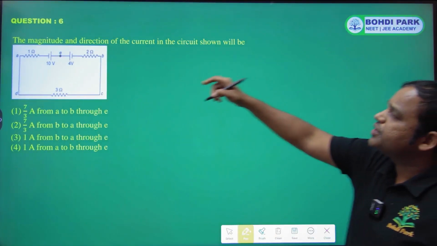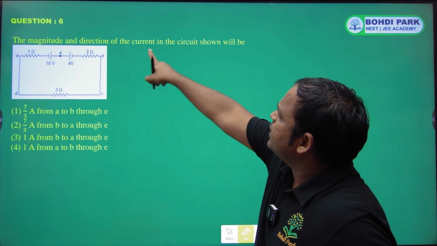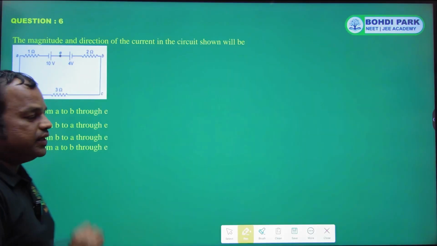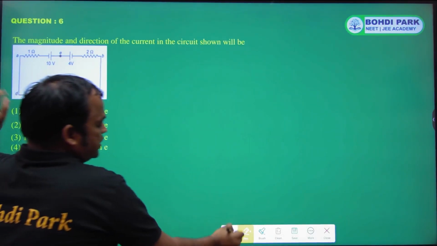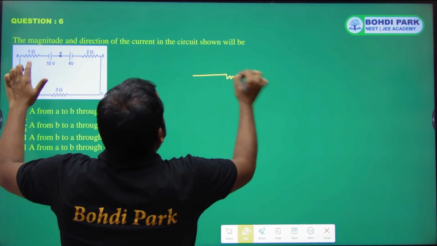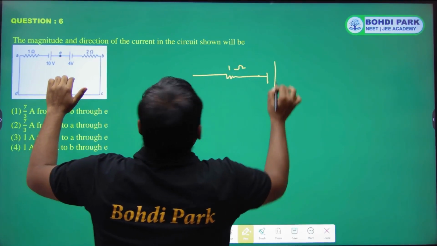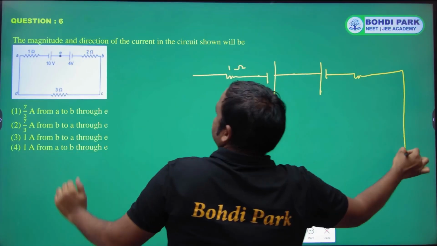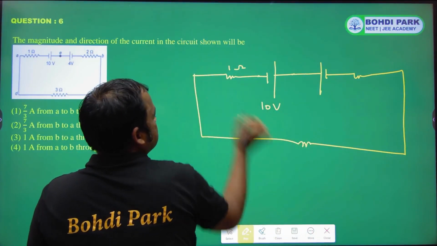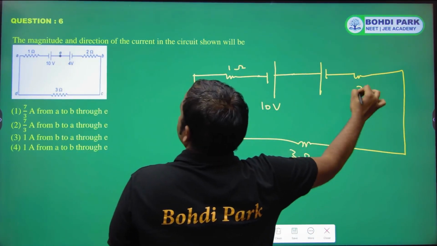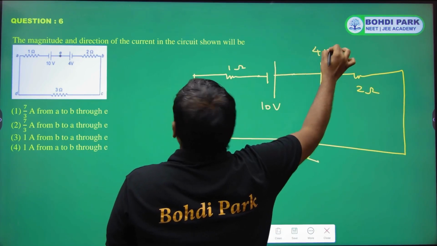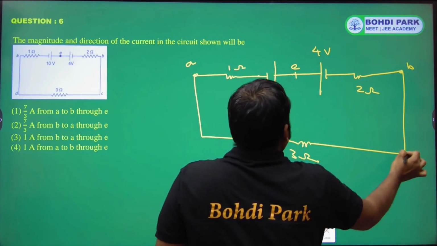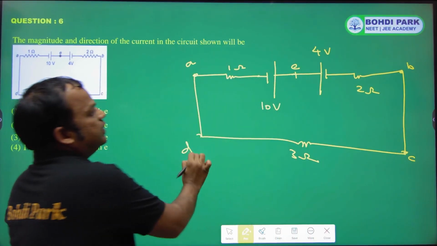Now look at the sixth question. The magnitude and direction of current in the circuit shown is? So we have to find the current in this diagram. I will draw the circuit once again. It is like this. This is 1 ohm resistance, and then we have one cell over here, another cell, another resistance, then another resistance, 3 ohm, and this is 2 ohm, 4 volt. This point is E, this point is A, this point is B, and C and D.